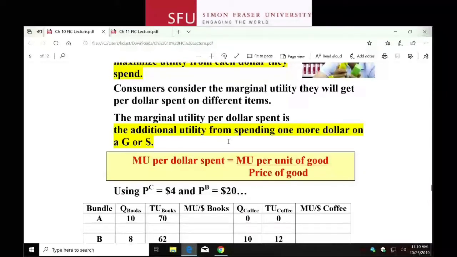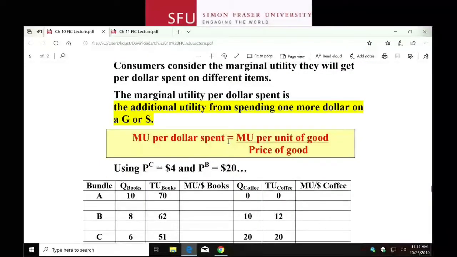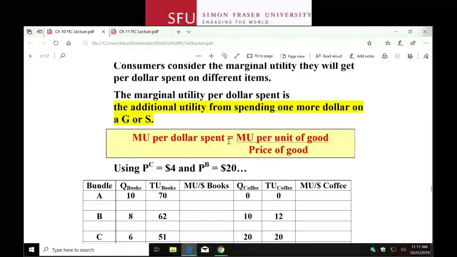Okay, so we're looking at the books and coffee example again, and we've got the same bundles as we derived before, and also we have the different amounts of utility that were on the previous page, and the prices are the same as they were at the beginning, $4 for coffee, $20 for books. Okay, so we're going to calculate marginal utility per dollar.